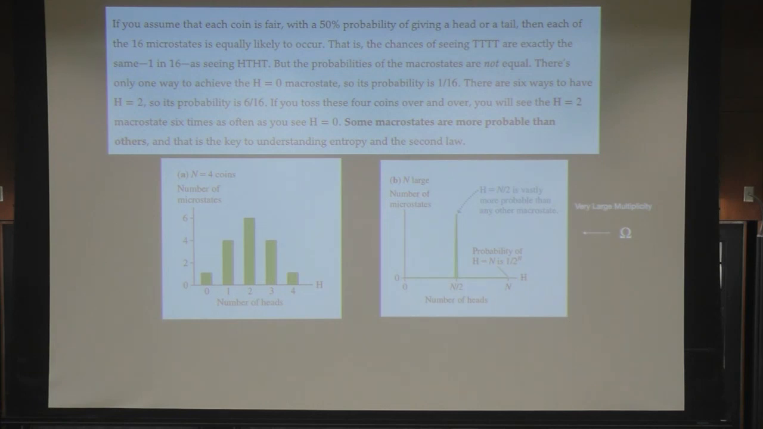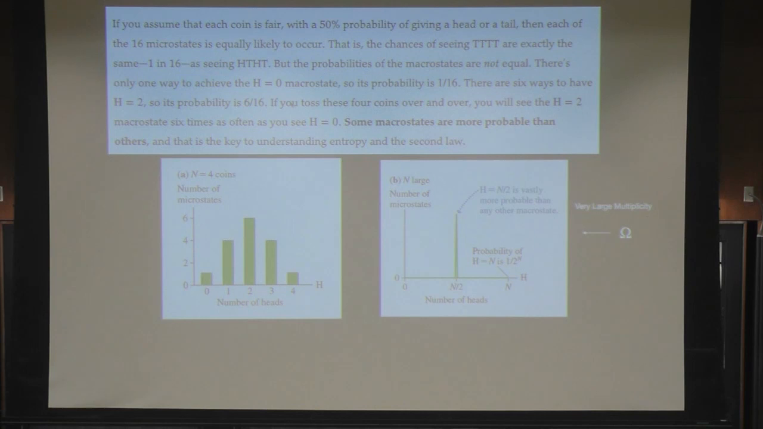So if you assume that each coin is fair, with a 50% probability of giving heads or tails, then each of the 16 microstates is equally likely to occur. That is, the chances of seeing tails, tails, tails, tails are exactly the same, 1 in 16, as seeing heads, tails, heads, tails. But the probabilities of the macrostates are not equal. There's only one way to achieve the zero-heads macrostate, so its probability is 1 in 16, but there are 6 ways to have the number of heads equal to 2. So there's 6 of 16. So it's much more probable.